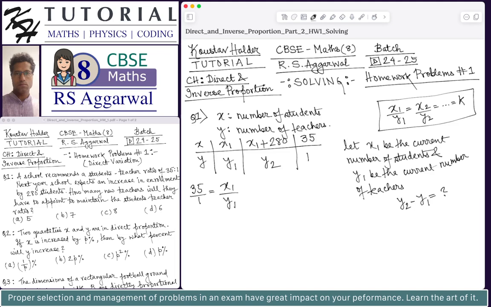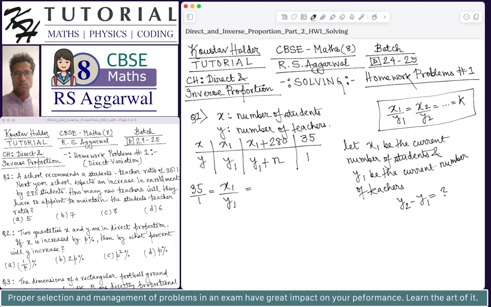Let's do one thing. Instead of assuming the number of teachers in the second year to be y2 in the second column, let's say it is y1 plus something. Since the number of students is increasing in the second year, the number of teachers will also increase. So let the number of teachers in the second year be y1 plus n, where n is the new number of teachers, which is what we have to find. Okay, so we have this.